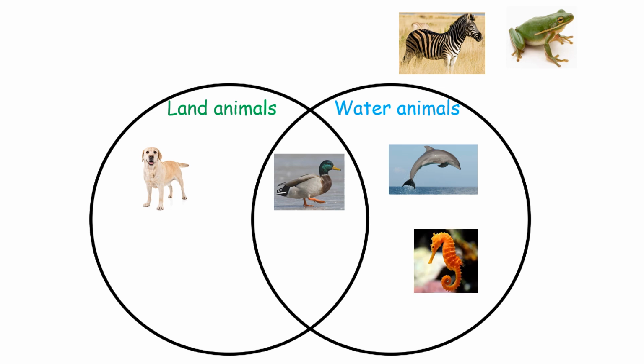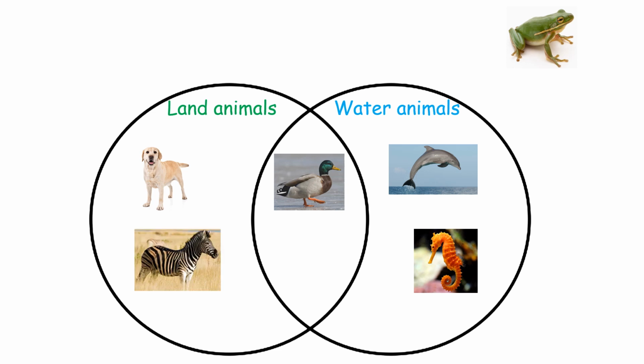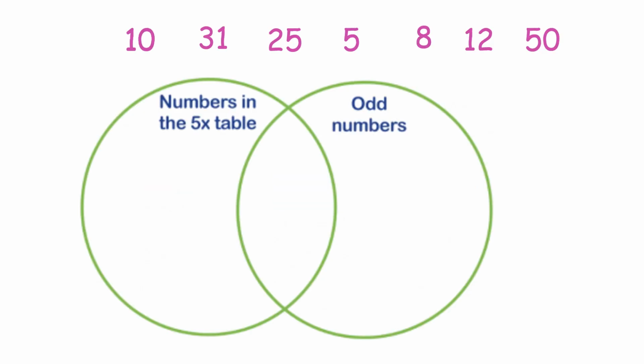Good, it's also a water animal, so it belongs there. What about the zebra? The zebra is a land animal, so it belongs in this part of the Venn diagram. Lastly, let's have a go at the frog. Where should the frog go on the Venn diagram? The frog belongs in the middle part of the Venn diagram because the frog is both a land animal and a water animal.